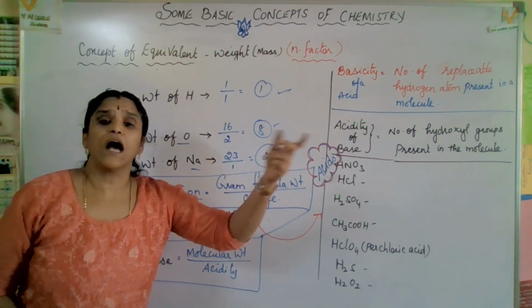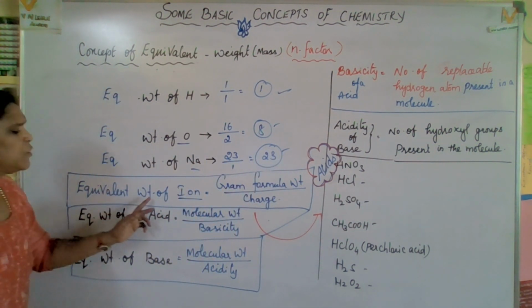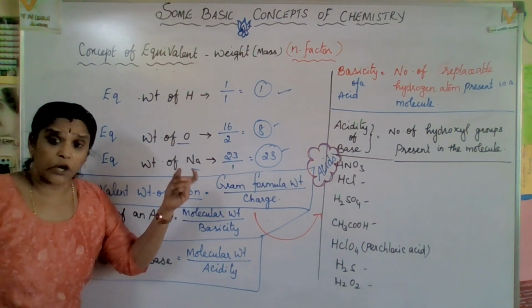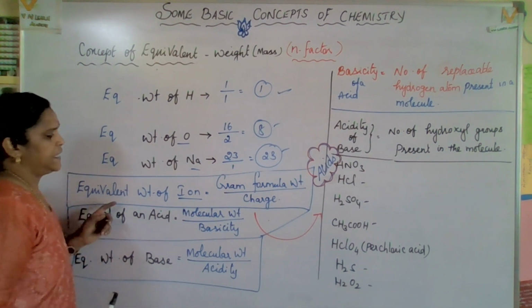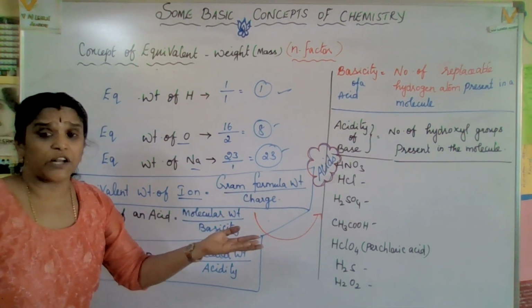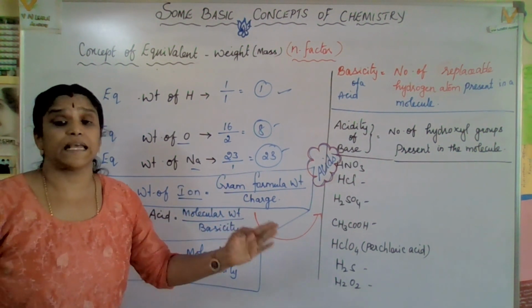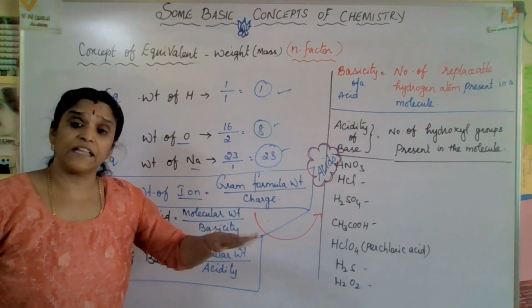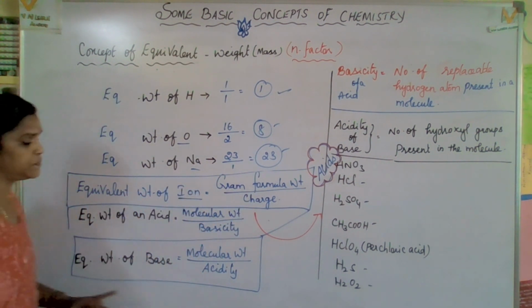What is the formula? How to identify? Yes. Next one, equivalent weight of an ion. You know what we mean by an ion? Na plus, Cl minus, charged particles. Yes. Gram formula weight by charge. Whatever charge you are using, in that way you can calculate. See, these are all formulas and explanation. After that, we can go for solving problems related to this topic.